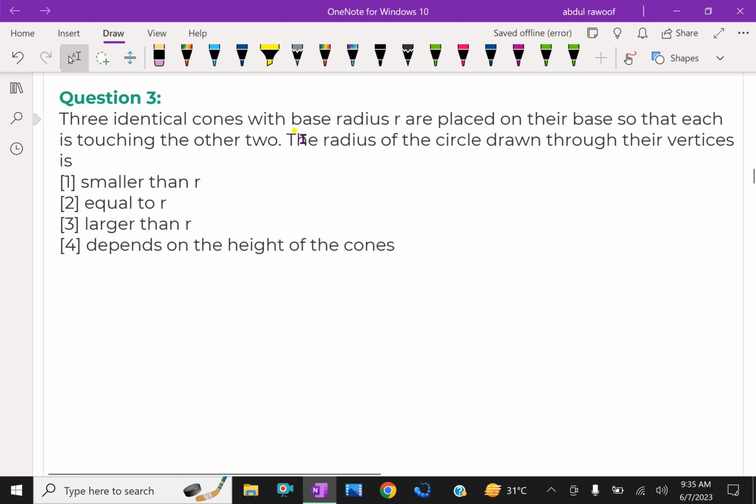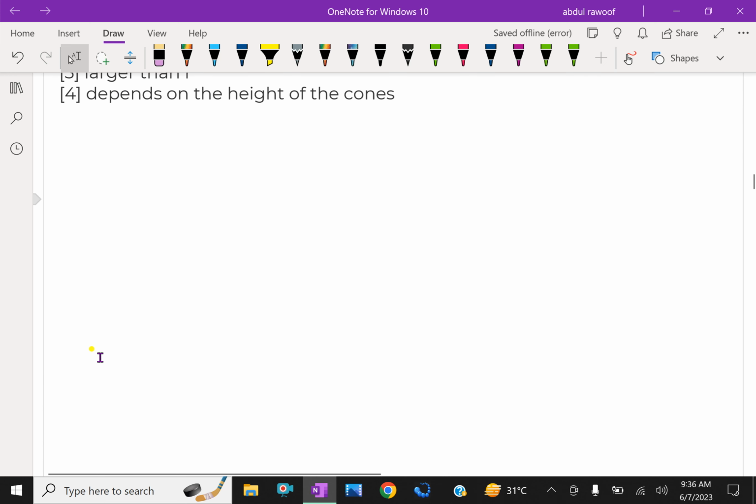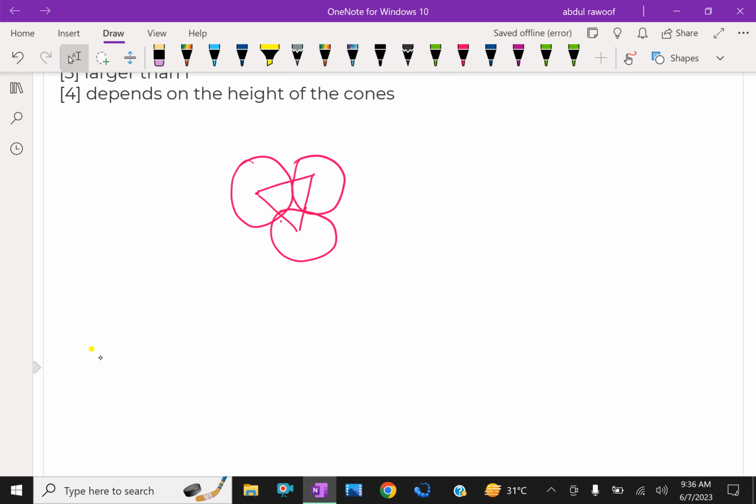Three identical cones with base radius r are placed on their bases so that each is touching the other two. The radius of the circle drawn through their vertices is... Here three cone bases. Suppose this is r. Now you have to find the radius.